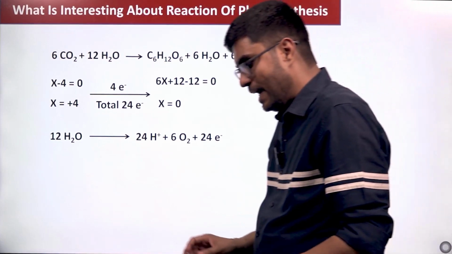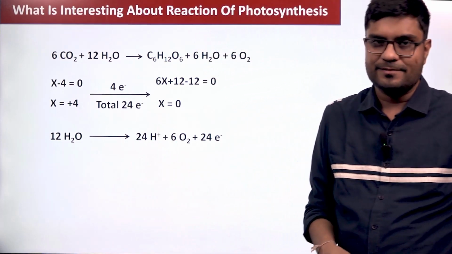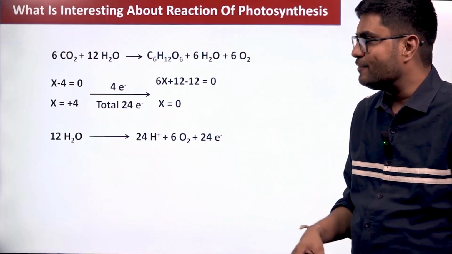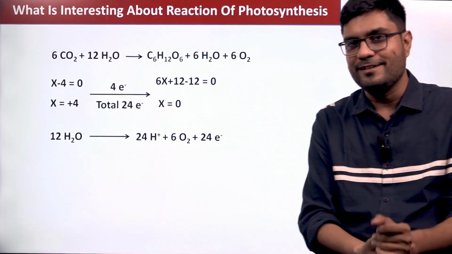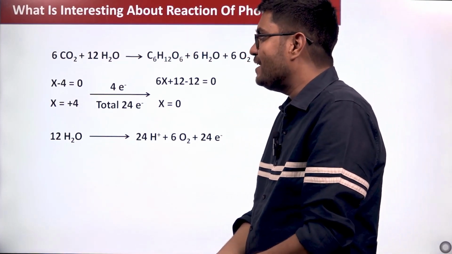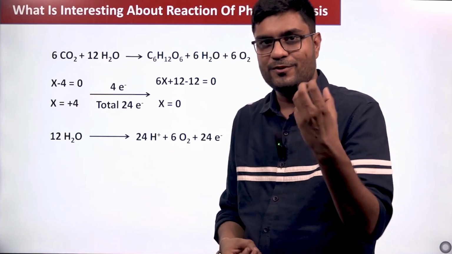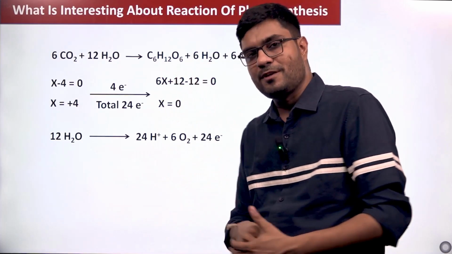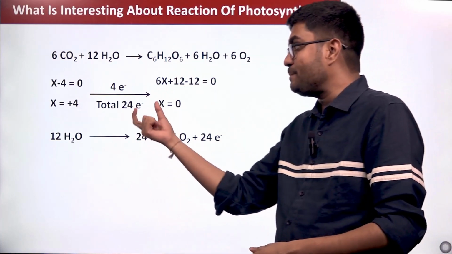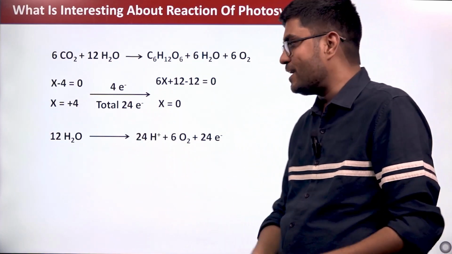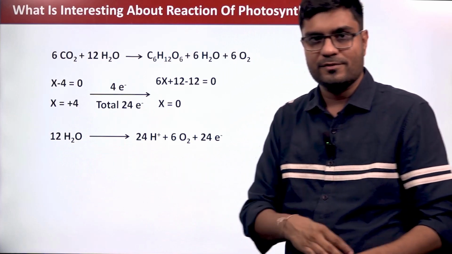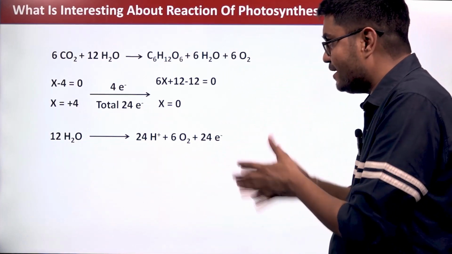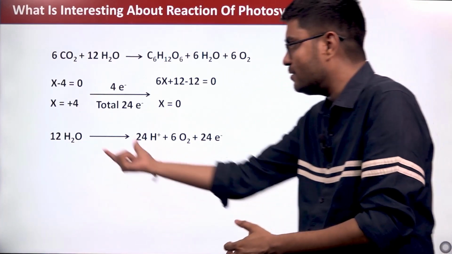So I can again define photosynthesis by saying that photosynthesis is a reduction reaction where 6 carbons of CO2 molecules are getting reduced into 1 glucose molecule after accepting 24 electrons which are given by 12 water molecules. So the whole dependency of doing photosynthesis is on the water molecule.